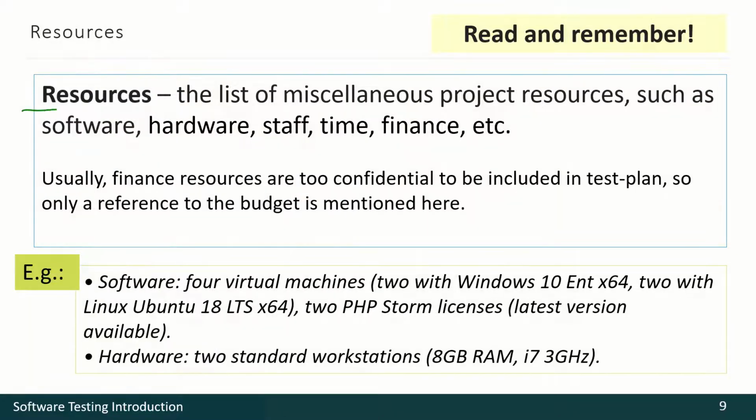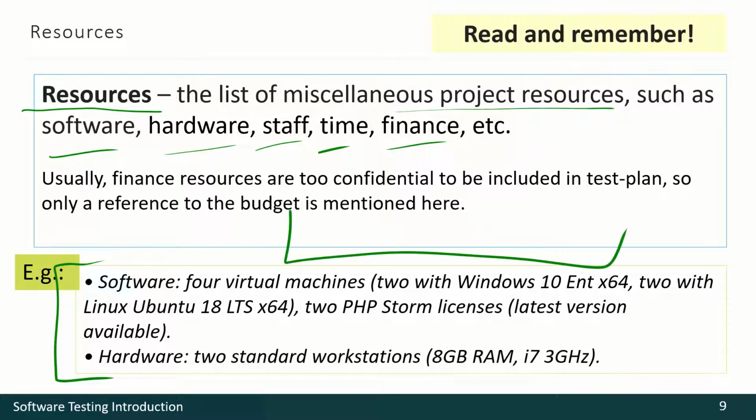Resources section is simple. Here we list all the resources we have or need, such as software, hardware, staff, time, finance, and so on. This section contains such a list. In a big project, this section may also contain some kind of schedule or timetable, because we probably may need some resource here but not there, and once again here and maybe not there.